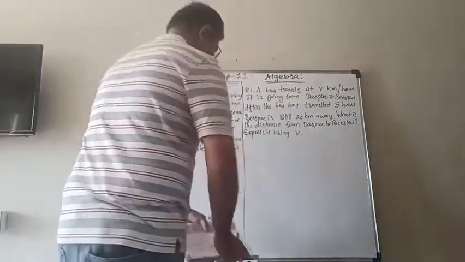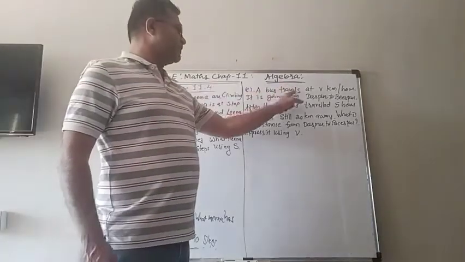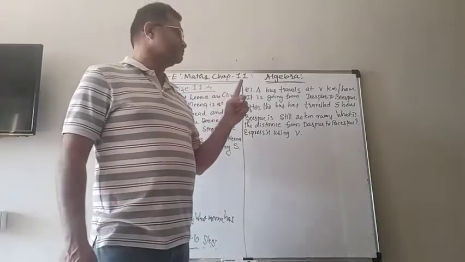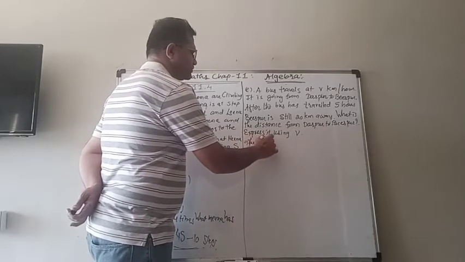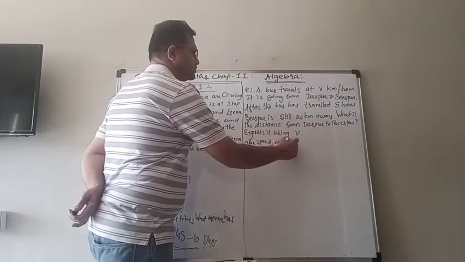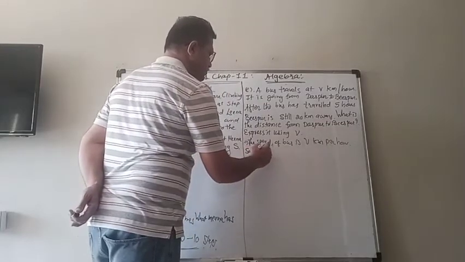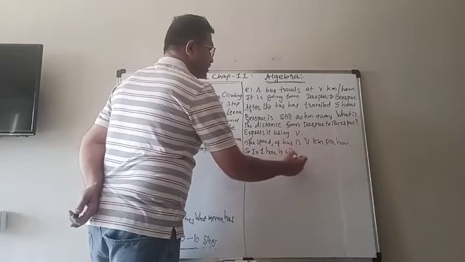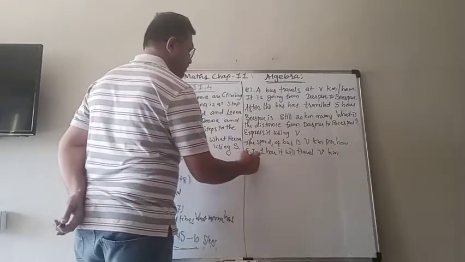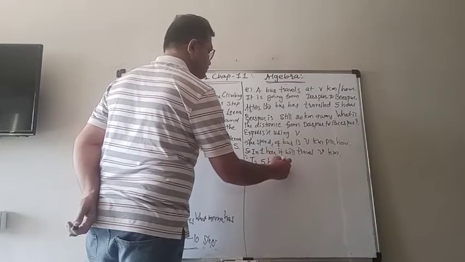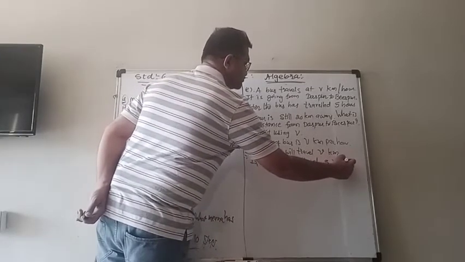Here it is a little confusing, so you need to concentrate properly. It says that a bus travels at V kilometer per hour. It means that in 1 hour it travels V kilometer. The speed of the bus is V kilometer per hour. So in 1 hour, it will travel V kilometers. Therefore, in 5 hours, it will travel 5 times V, that is 5V kilometer.